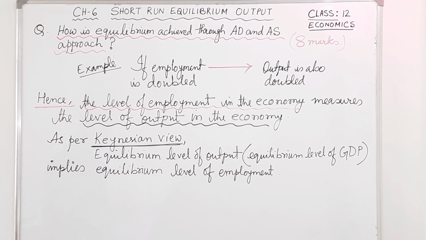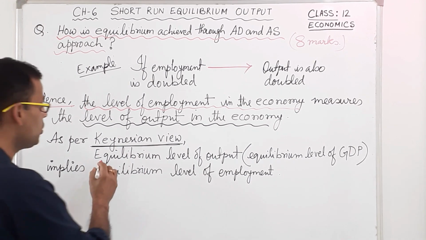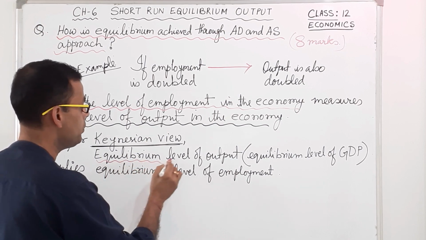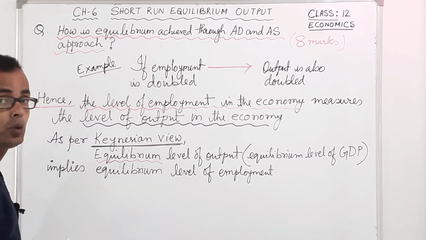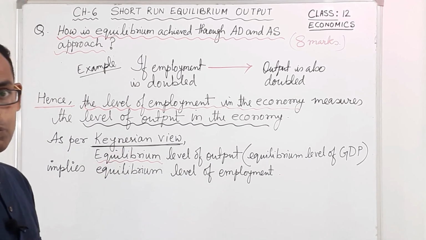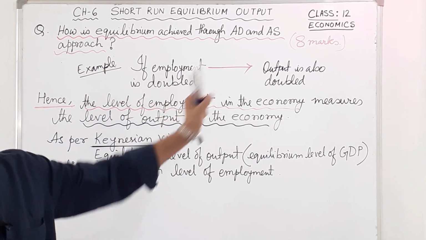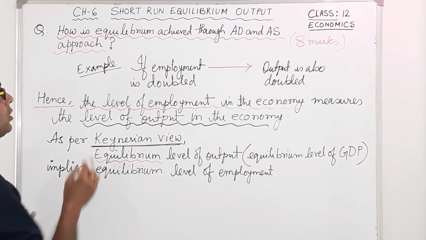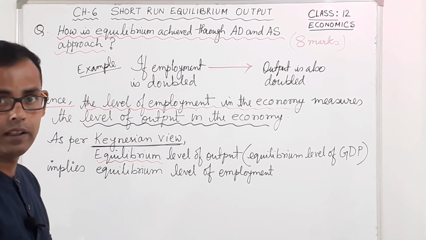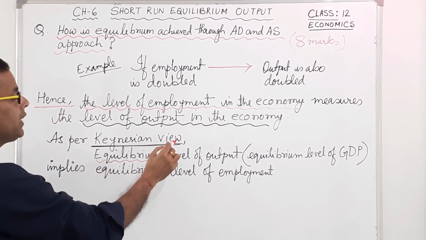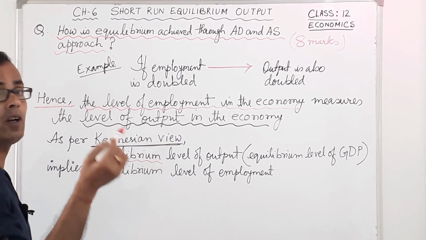According to Keynesian view, according to his own view, equilibrium, now the word is coming, equilibrium, because this only we have to prove. How is equilibrium achieved through AD and AS approach? That means aggregate demand and aggregate supply. Okay, through that approach I have to prove what? Equilibrium. Okay, so according to Keynesian view, equilibrium level of output.